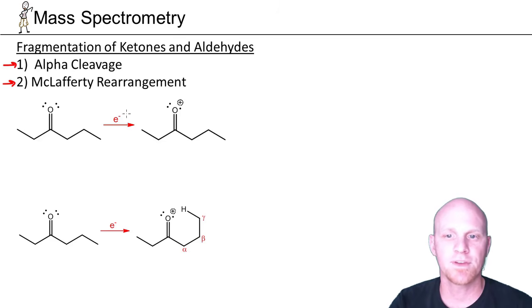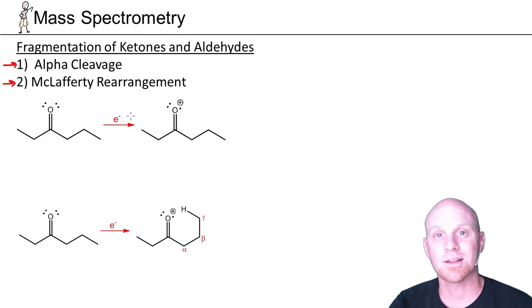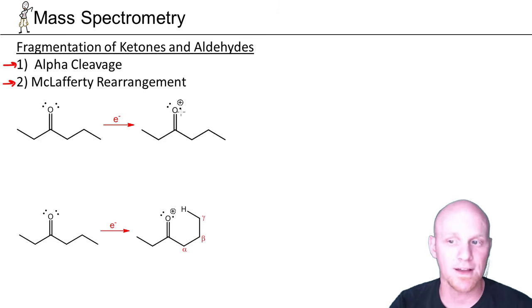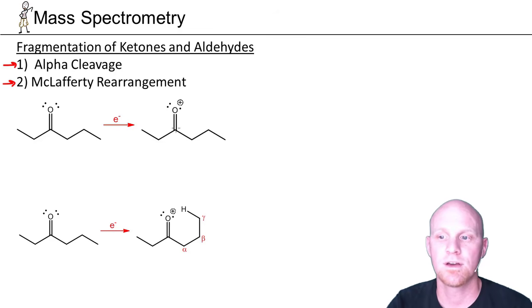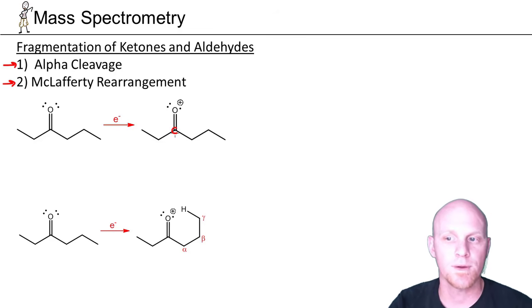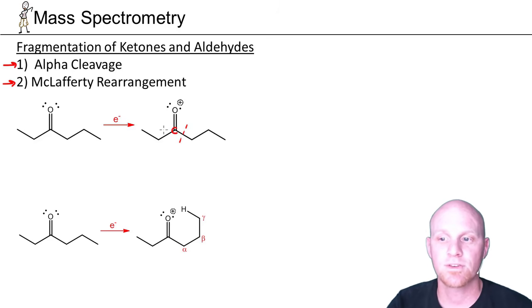So again, we're going to hit the ketone with a beam of electrons, and the most likely electron we'll knock out is one of those non-bonding high-energy electrons on oxygen. In this case, there's our alpha carbon, the one bonded to oxygen, and we're going to break adjacent to it. And in this case, there's actually two alpha cleavage breaks that could happen. We're just going to look at the one on the right here.